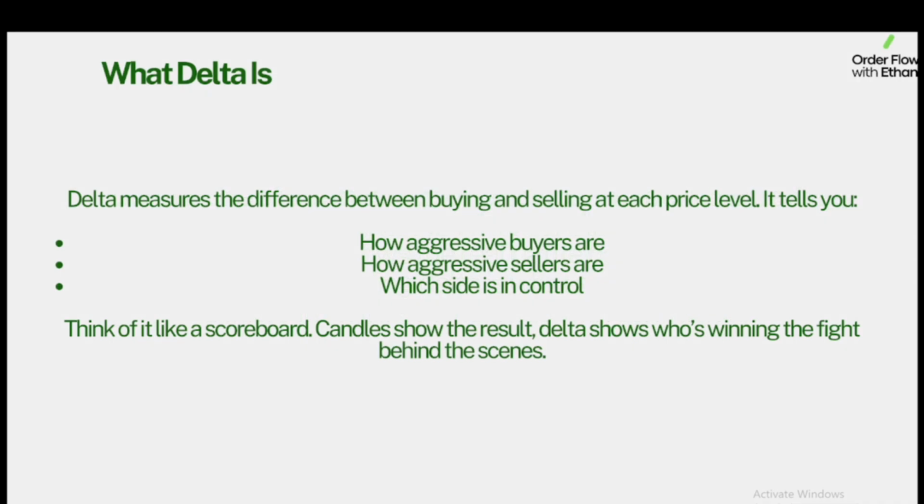So, what is delta? It measures the difference between buying and selling at each price level, as I showed you before. If you have 500 people buying minus 300 people selling, that's a positive delta of 200. It tells you how aggressive the buyers are, how aggressive the sellers are, and which side is in control. You can think of it like a scoreboard, okay? The candles show the result, but delta shows who's winning the fight behind the scenes. If we have 500 people buying in one candlestick and 700 people selling, then we'd have a negative delta of minus 200.